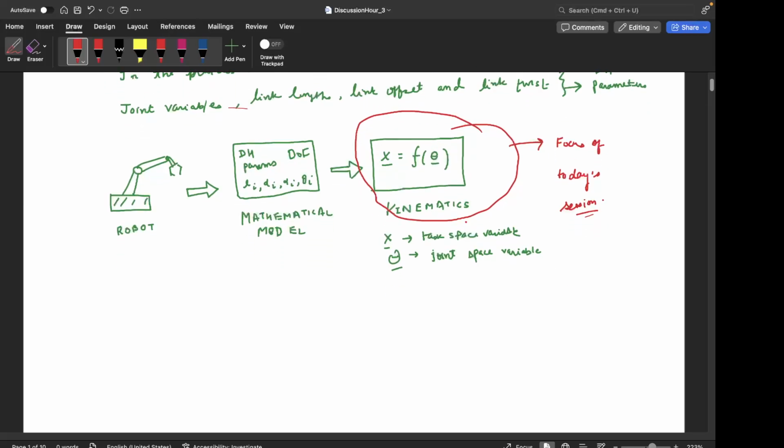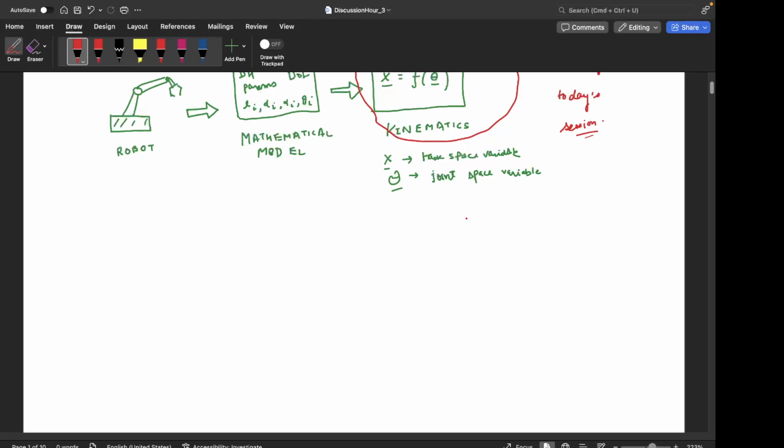Alright, so I presume you have the familiarity and you have practiced how to write DH parameters and how to construct homogeneous transformation matrices, because we will now be using those concepts to derive the kinematical relations between the task space variable and the joint space variable. Okay, so let's get started with it.